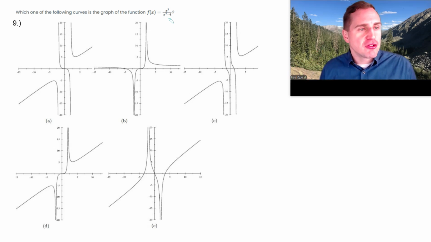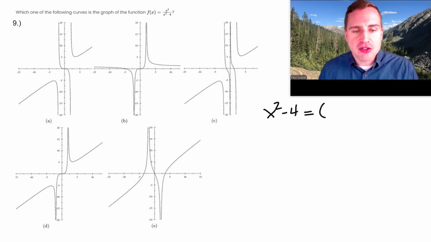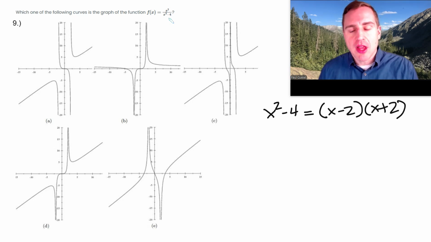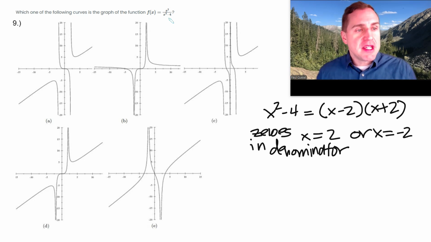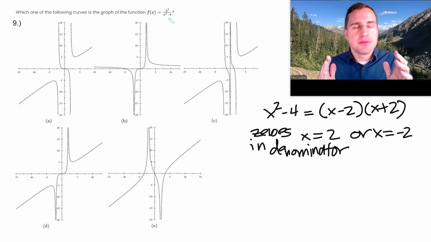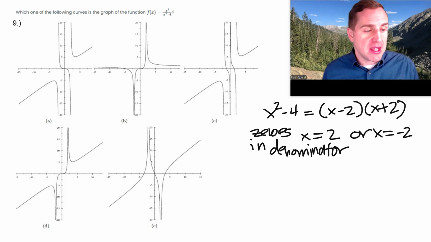In other words, if I factored the denominator, x squared minus 4 exactly factors to x minus 2 and x plus 2. Well, x minus 2 and x plus 2 are going to give me x equals 2 or x equals negative 2 for zeros in the denominator. Now notice these zeros in the denominator, if they don't cancel with the numerator, are going to manifest themselves as vertical asymptotes. So vertical asymptotes will reveal themselves in the graph.